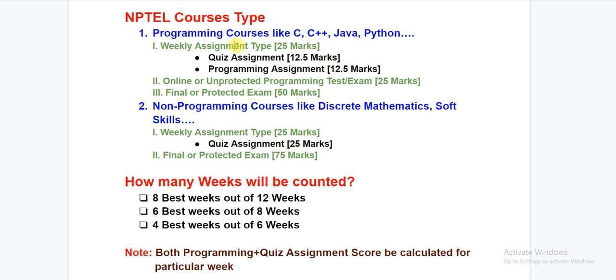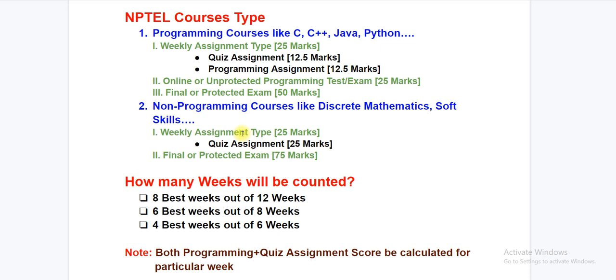Then they will take an online programming test, which NPTEL sometimes writes as an unprotected programming test or online programming exam. This is the same thing, guys, don't get confused. Unprotected or online, that is the same, there is only one test. NPTEL conducts this test for programming courses, and it will be of 25 marks, and then the final exam will be of 50 marks. I will discuss again how they calculate the score.